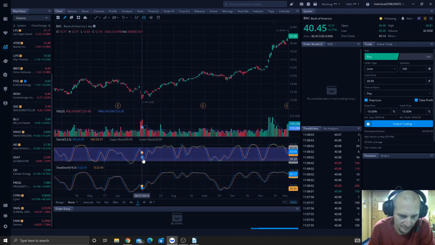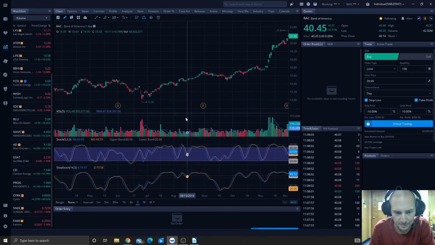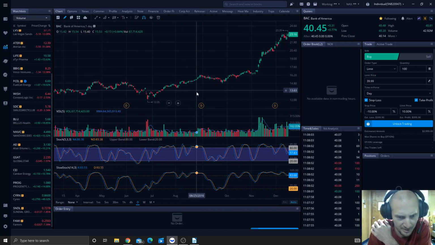Here's an example of a trend in the stochastic. You're making higher lows here. Price is steadily moving higher in this trend. And of course, you will get false signals. And that's something that we could talk about right now while we're sitting here.